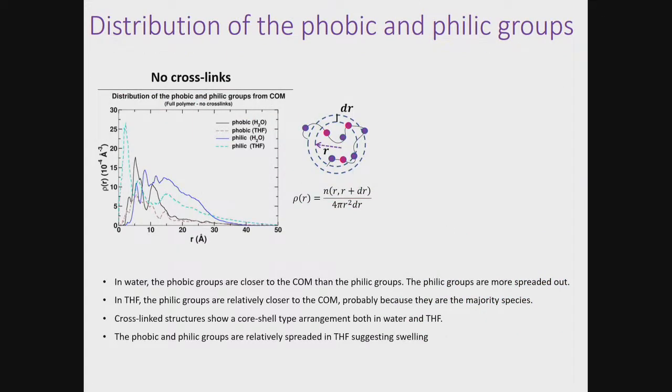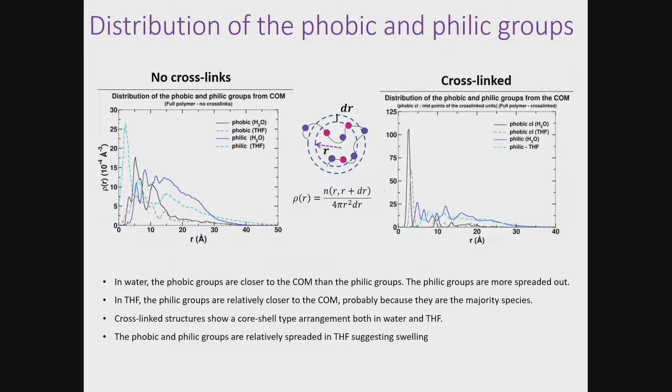to that in water. Then we also tried to look at the distribution of these hydrophilic and hydrophobic monomers from the center of mass of the polymer chain. You can see that the hydrophilic groups are outside. In other words, the hydrophilic and hydrophobic groups are forming a core-shell kind of architecture, because you see the density of the hydrophobic groups is more at the center of mass in both water as well as THF.